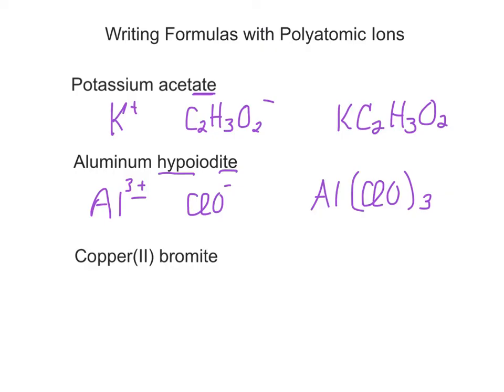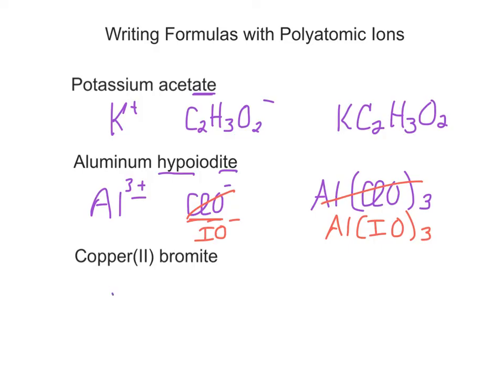I actually wrote hypochlorite, right? So let's fix that. That should be hypoiodite. That's IO-. So Al(IO)3. Sorry about that. At least we found it. Otherwise you all would have been telling me about it tomorrow.